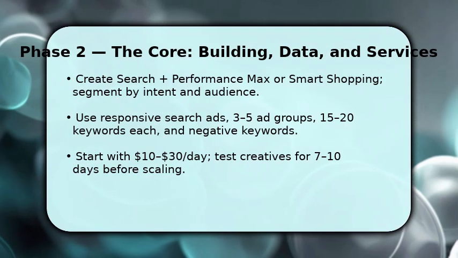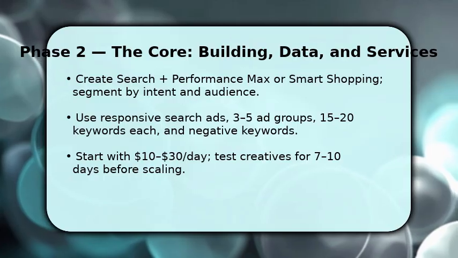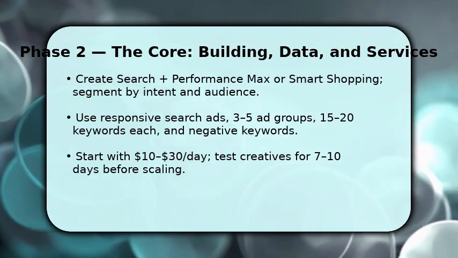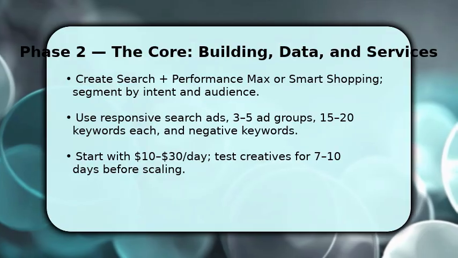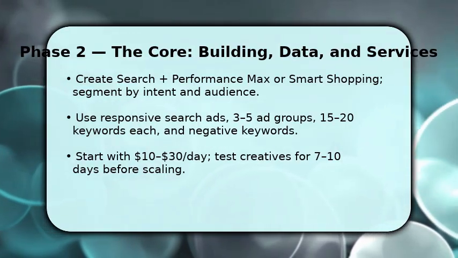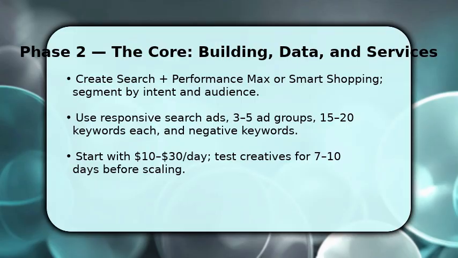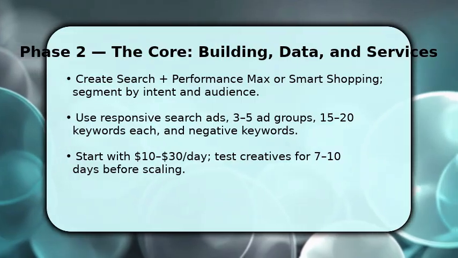Now you build campaigns. Start with a Performance Max or combined Search and Smart Shopping approach to cover intent and discovery. Create responsive search ads, 3 to 5 ad groups, and populate each with 15 to 20 relevant keywords plus negatives. Set audience signals: past visitors, lookalikes, and high intent in-market segments.